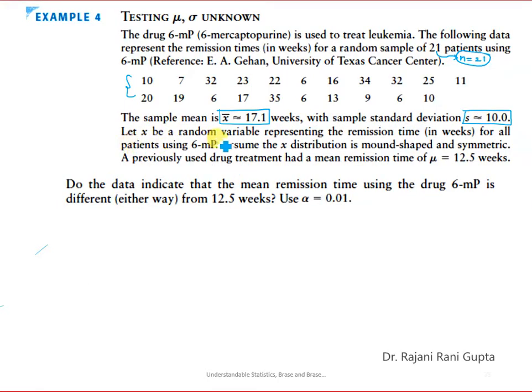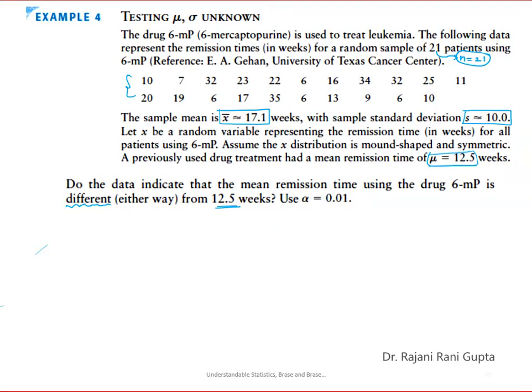Next, let x be a random variable representing the remission time for all patients using 6-MP. Assume the x distribution is mound shaped and symmetric. A previously used drug treatment had a mean remission time of mu equal to 12.5 weeks. So again mu is available here. Do the data indicate that the mean remission time using drug 6-MP is different from 12.5 weeks? So this is your question.